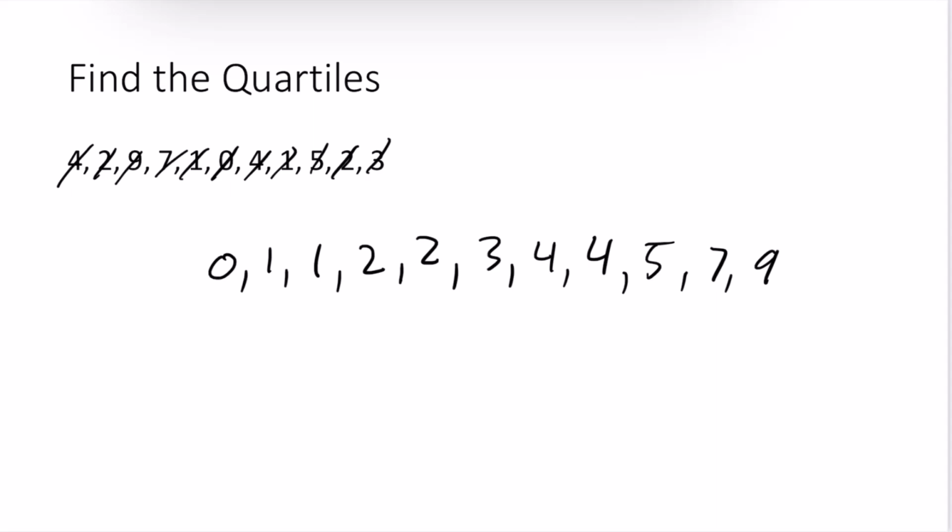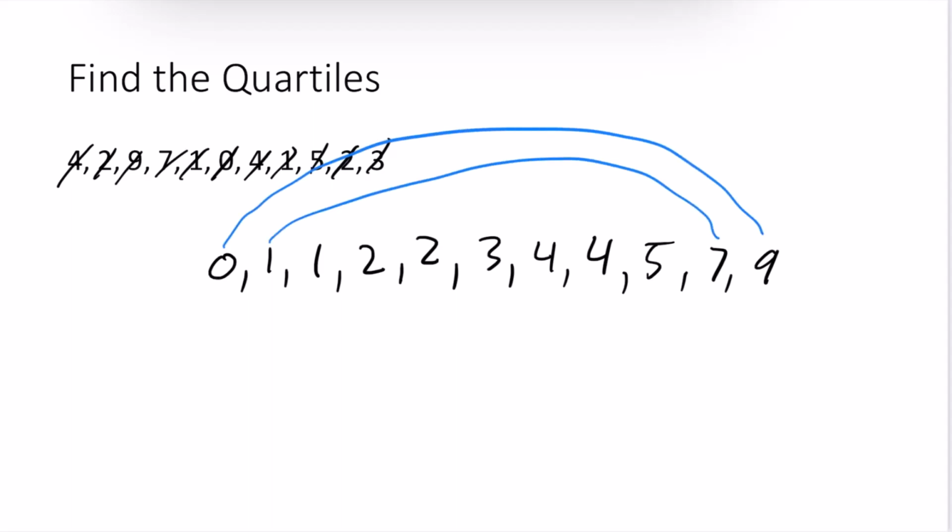And to find my quartiles, I first need to find my median because that will tell me where my halfway mark is. So I'm going to say, okay, well, I'll connect these until I get to the center. And it looks like 3 is my median. So that's the center of my data. And now I want to look at the lower half and the upper half and find out what is in the middle of those 2 halves.